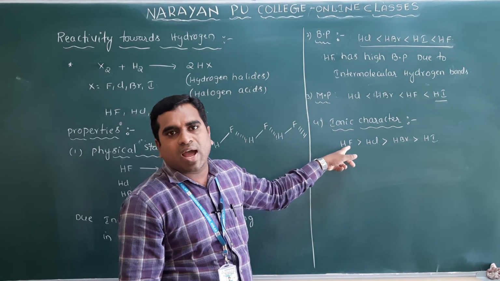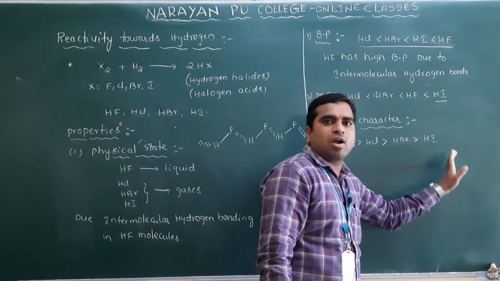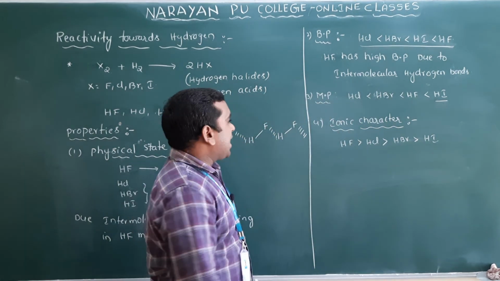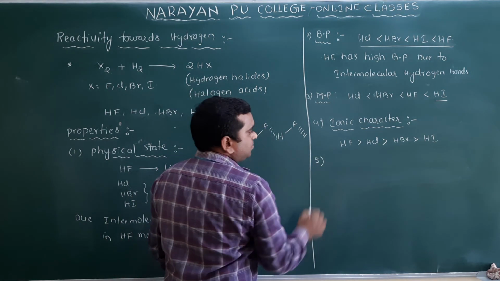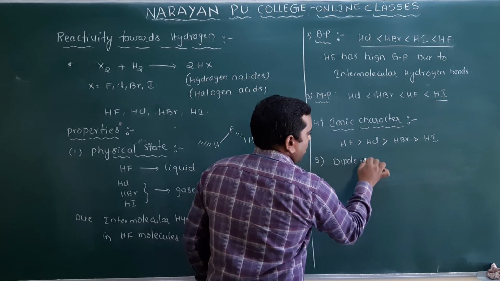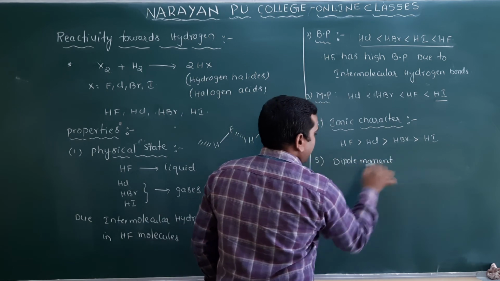HF will show more ionic character compared to all the remaining ones. Clear? So that is ionic character. And next to ionic character is the dipole moment. Dipole moment. Clear?